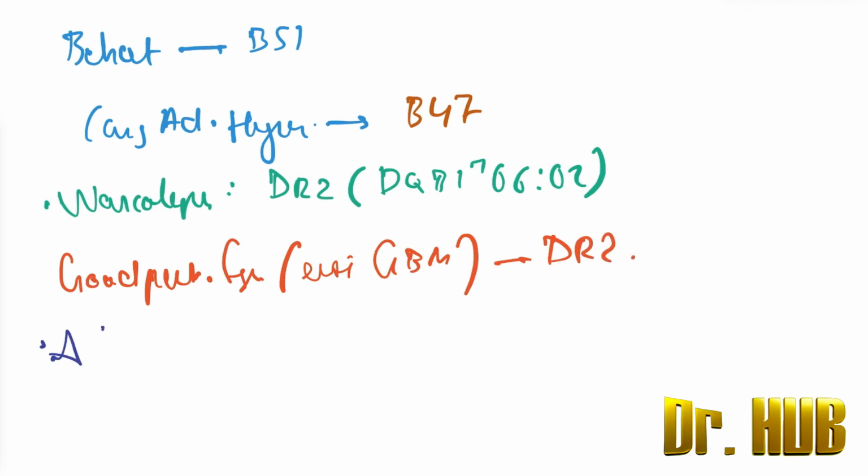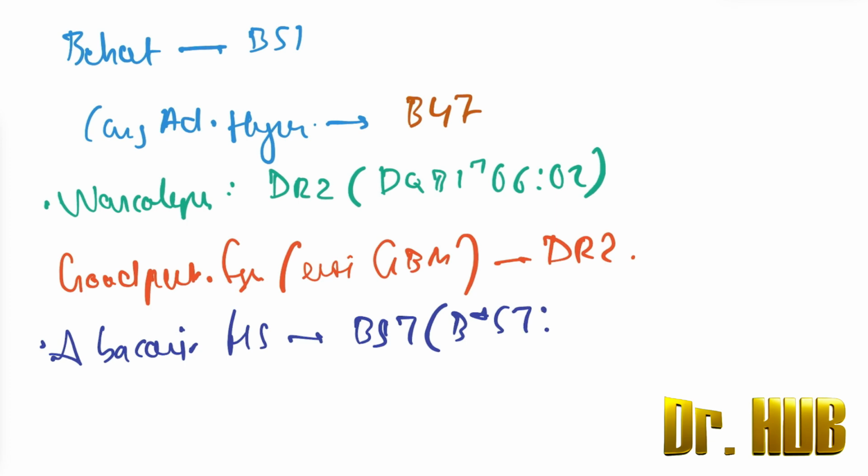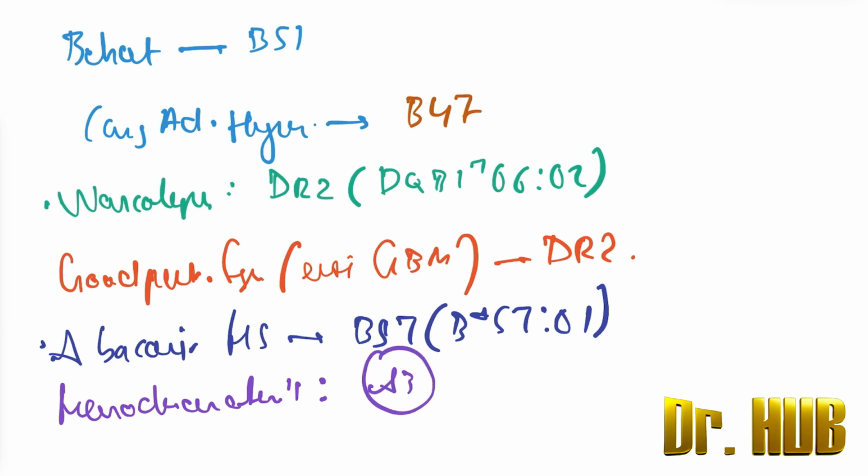Next comes the abacavir hypersensitivity. This is the B57, the B*57:01. Then we look at the hemochromatosis. Hemochromatosis that involves A3. Then comes the narcolepsy.